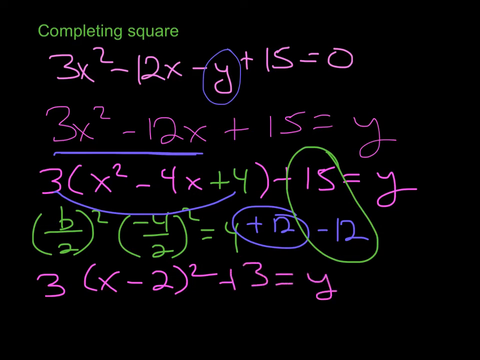So now we are ready to graph this parabola. Now we are in vertex form. My vertex is at positive 2, positive 3, and my 1 over 4 p-value equals 3, so I could find that p-value and find the focus and the directrix.